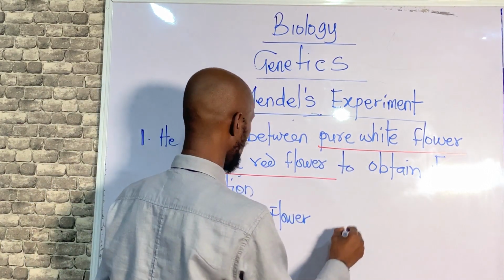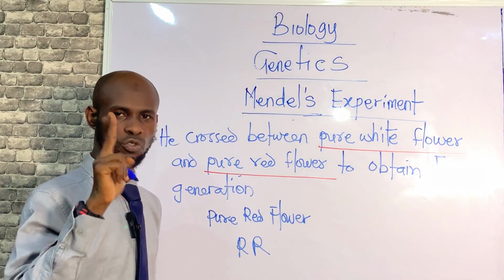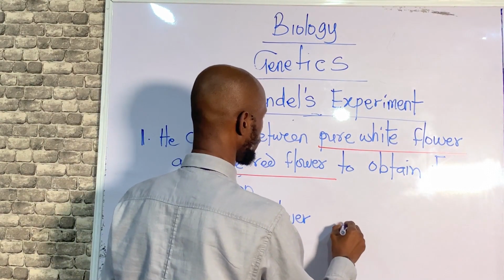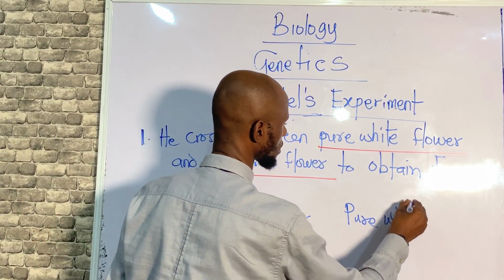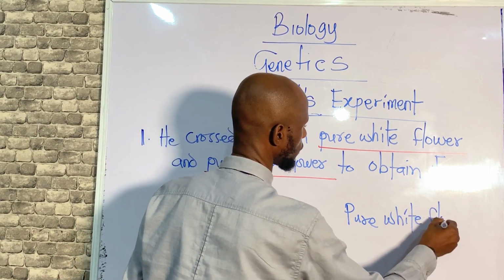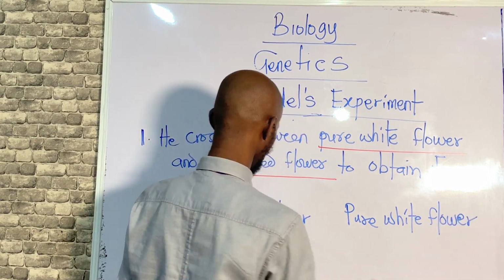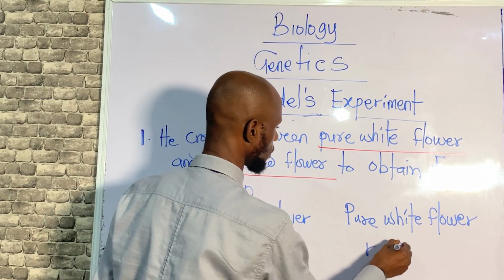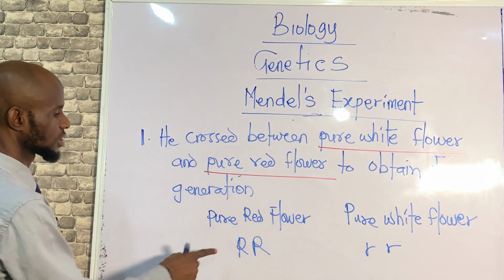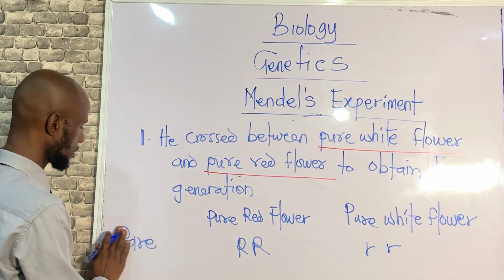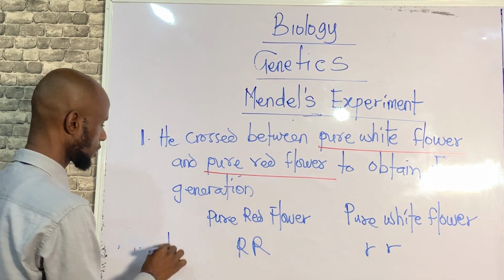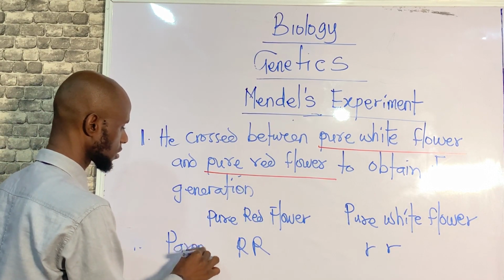The same thing for the white. That is the small letter r. You double it to obtain pure. So we have the pure white flower, small r, small r. Okay, so this is the parent.